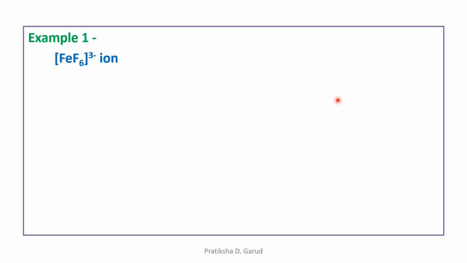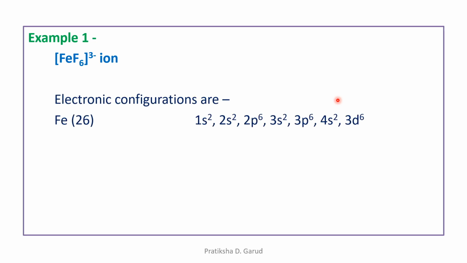First example, [FeF6]3-. The electronic configuration for Fe, atomic number 26, is 1s2, 2s2, 2p6, 3s2, 3p6, 4s2, 3d6. Or we are having the argon core, then remaining as 4s2, 3d6.